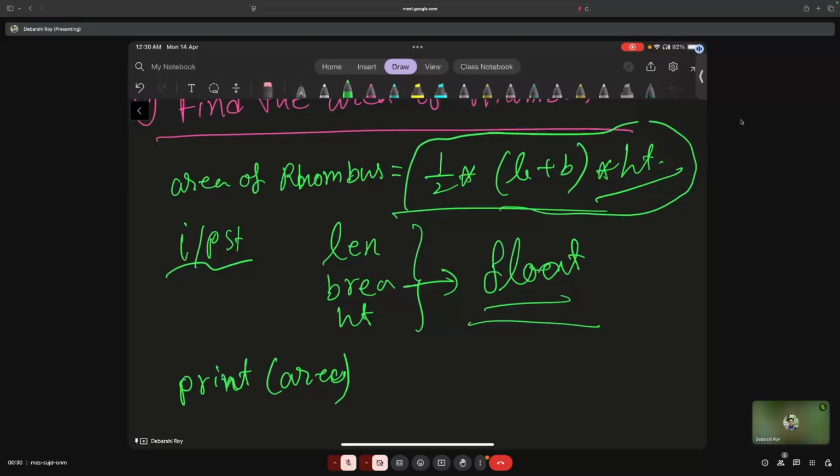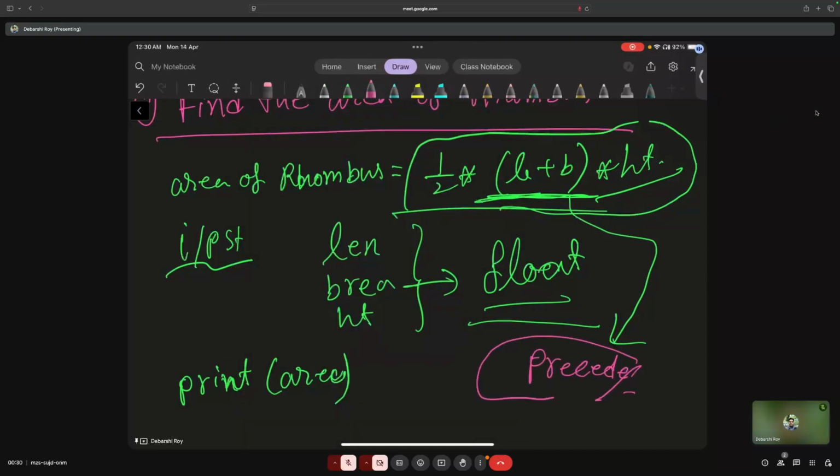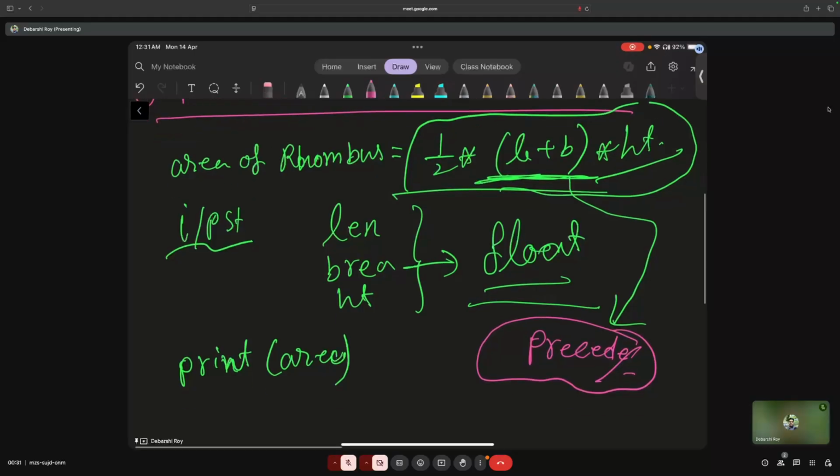Why? Because I have to take the bracket here. This is called precedence. I will discuss precedence and the operator chart in the next video. I want to calculate length plus breadth first, then multiply by height, then multiply by 1 by 2. If you don't use the bracket, it will create conflict for the interpreter about which data to calculate first. So it is better to use the precedence of the operator. I will discuss this in our next classes.